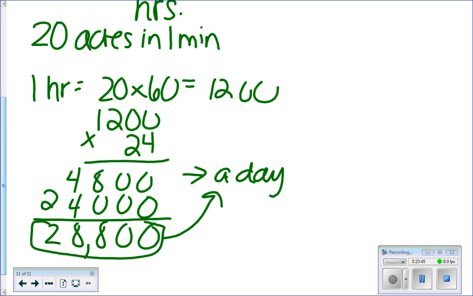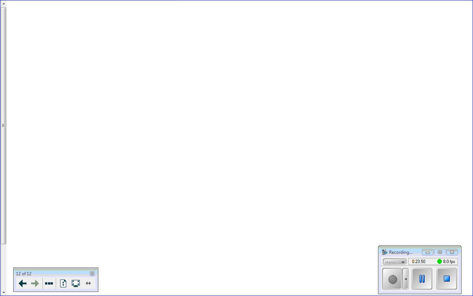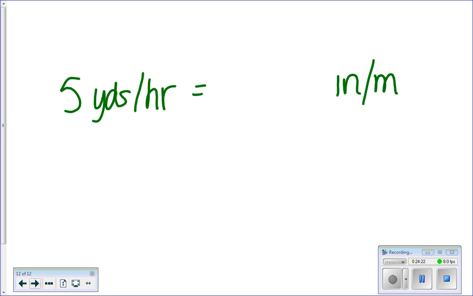But should we try 2? This is going to be a tricky one. You want to do number 3 too? Sure. We'll do 2 and 3 too. So here's number 2. Lexi can paint 5 yards of fencing in 1 hour. So 5 yards per hour, right? Does everybody understand how I wrote that? At this rate, how many inches does she paint per minute? So I'm going to go to inches per minute.